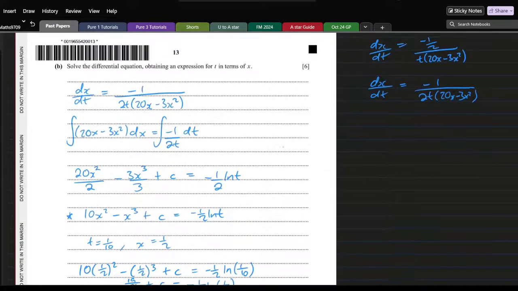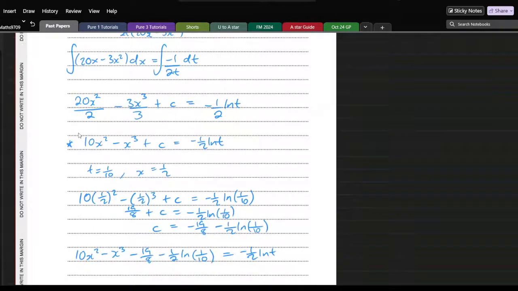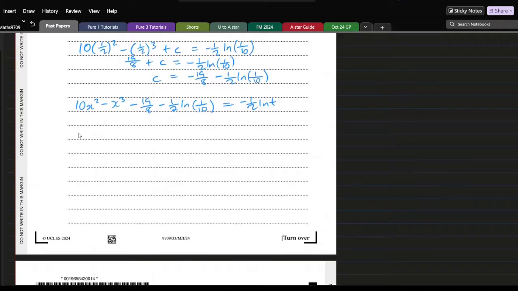They want an expression for t in terms of x, so they want us to make t the subject of the formula. To do that, let's multiply both sides by negative 2. So ln t is equal to negative 20x squared plus 2x cubed. Be careful with your signs here.